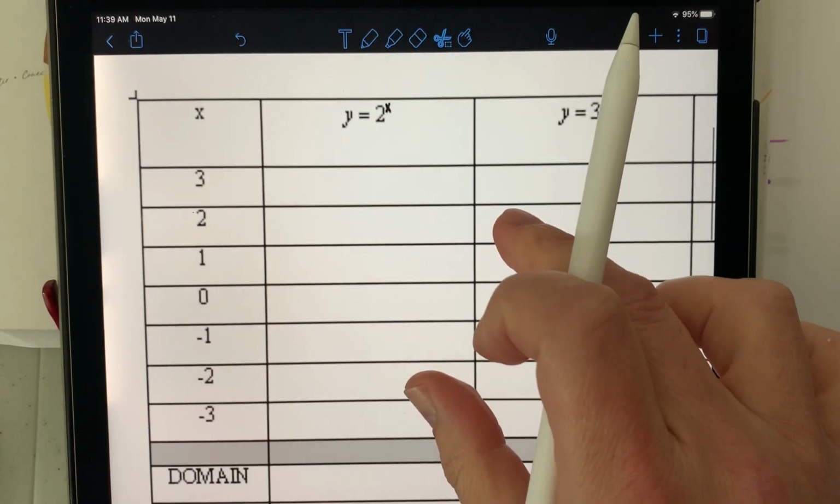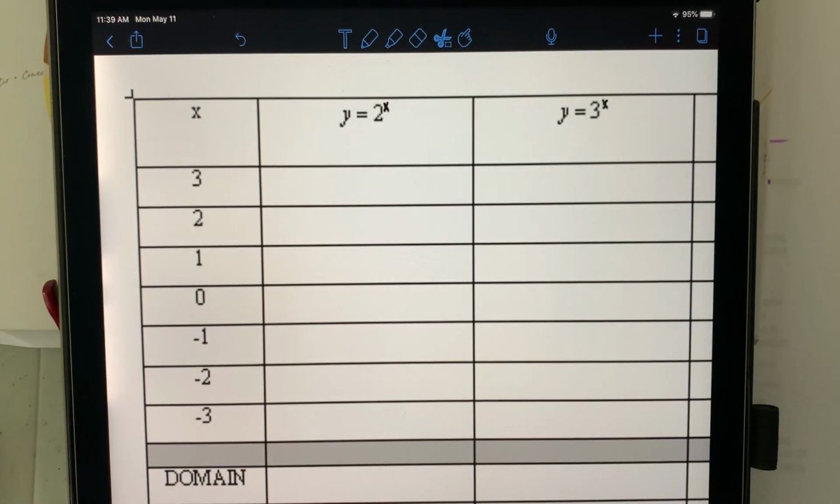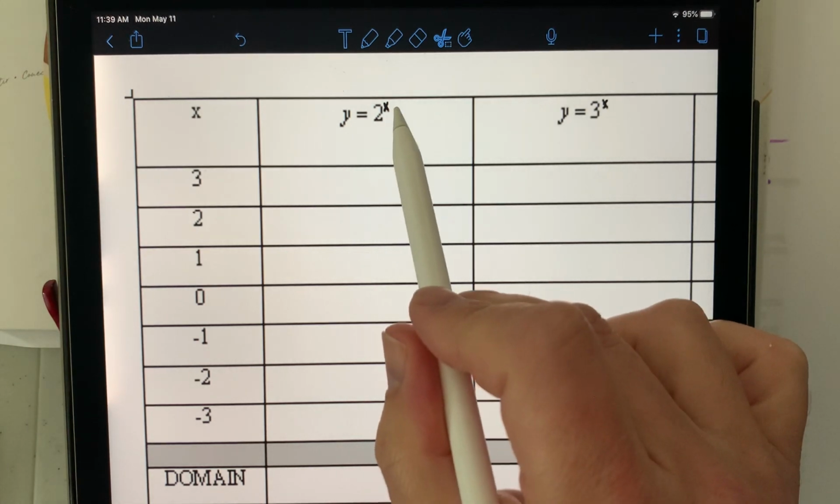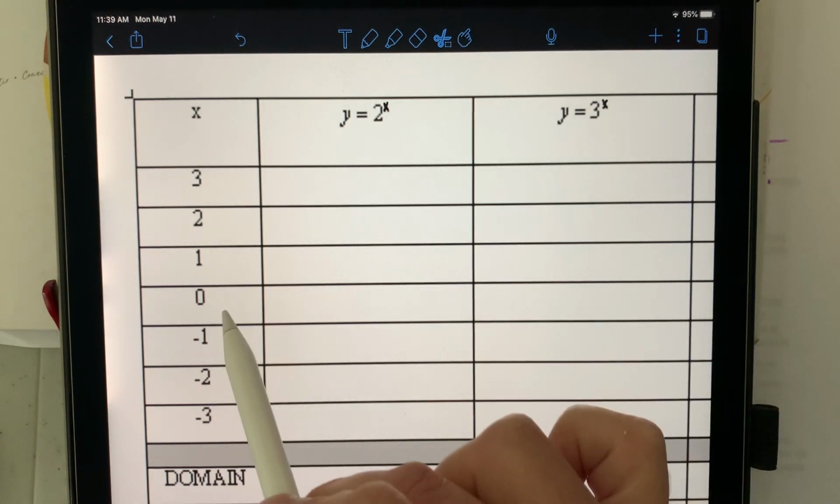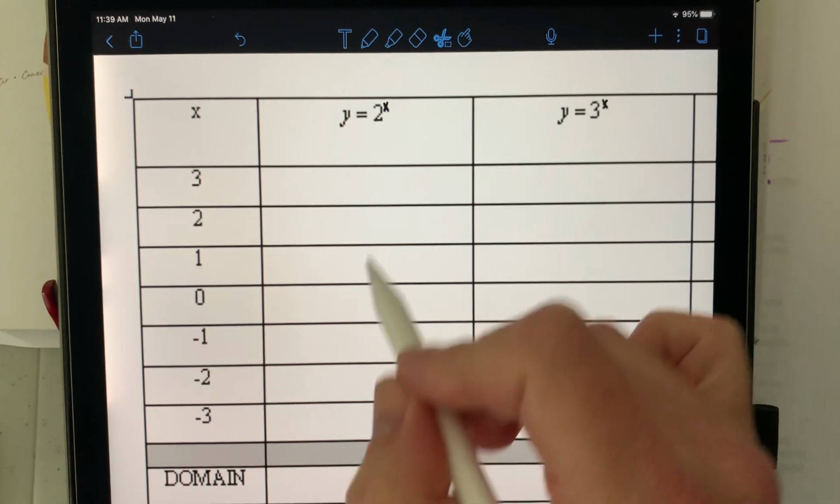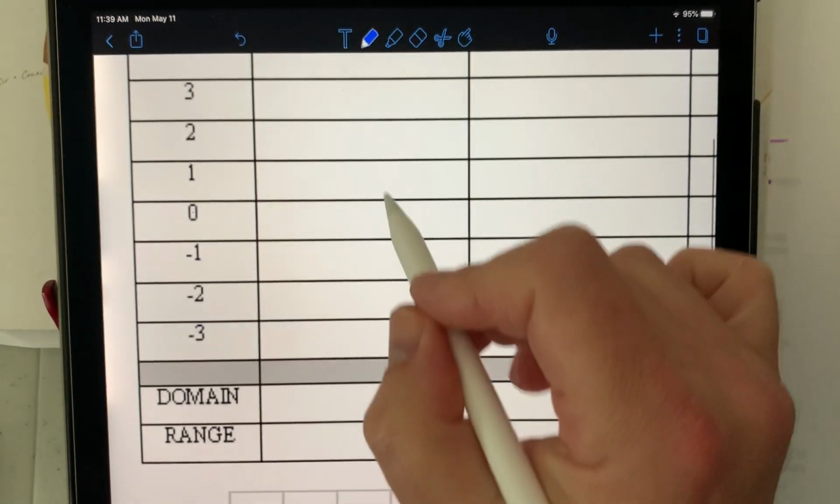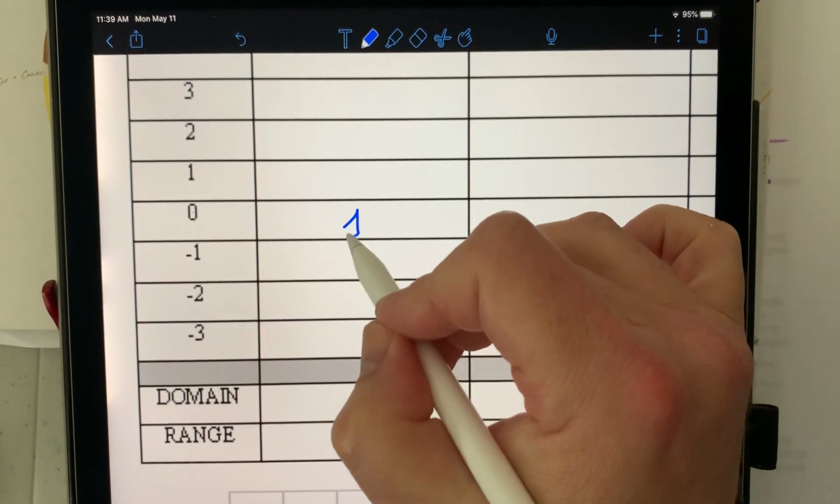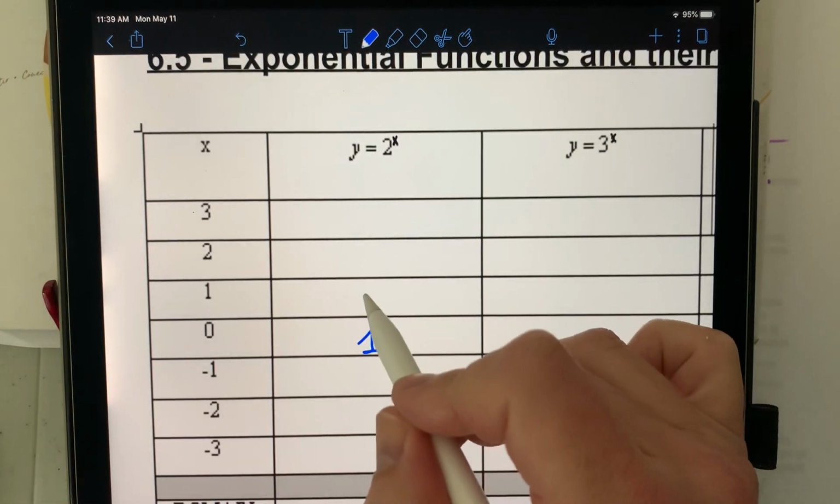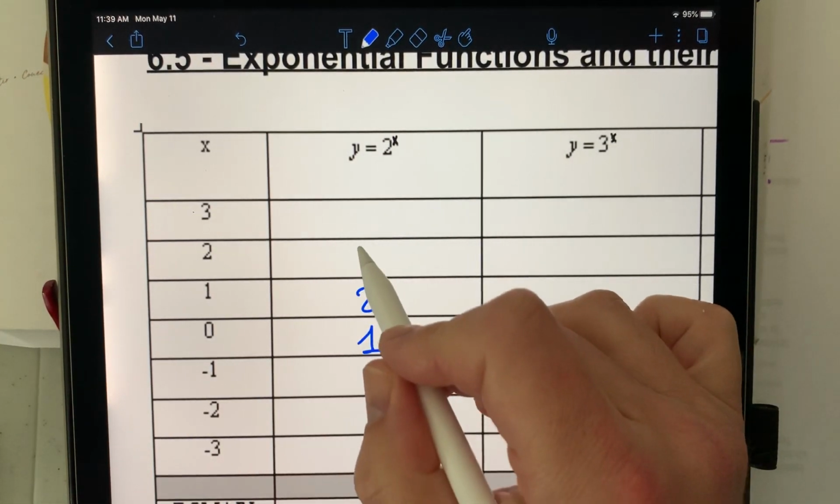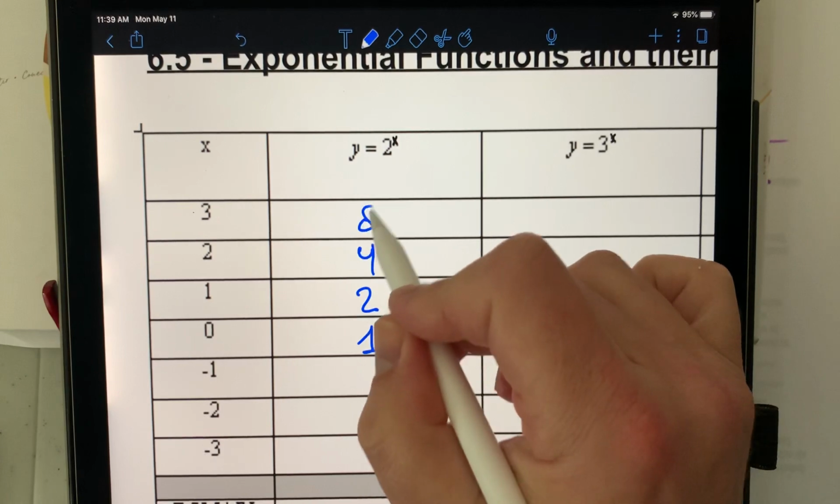So how do we fill in the chart? It's like this. It's 2 to the power of whatever the x number says. So let's start with 0. 2 to the power 0 is equal to 1. 2 to the power 1 is equal to 2. 2 to the power 2 is equal to 4. 2 to the power 3 is equal to 8.